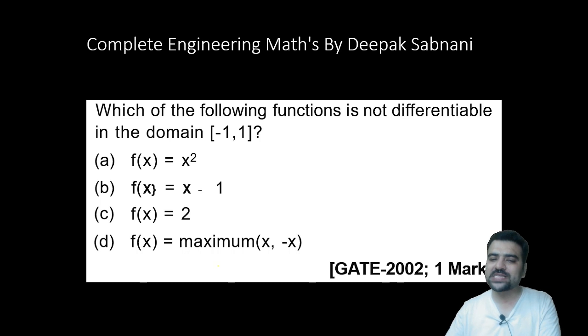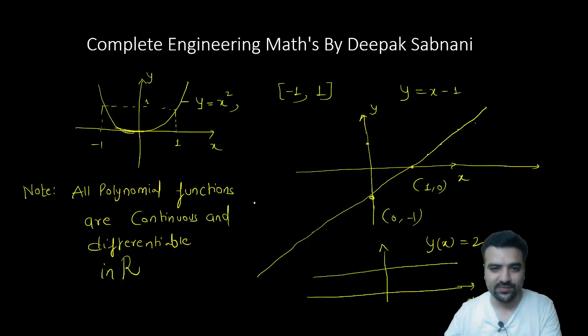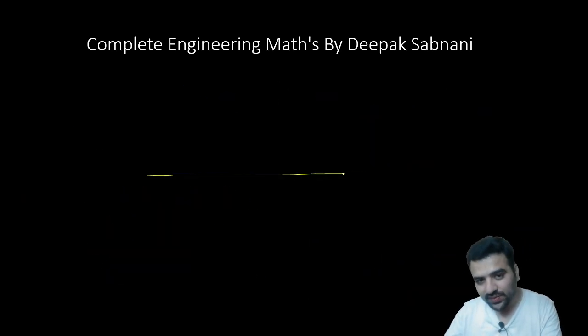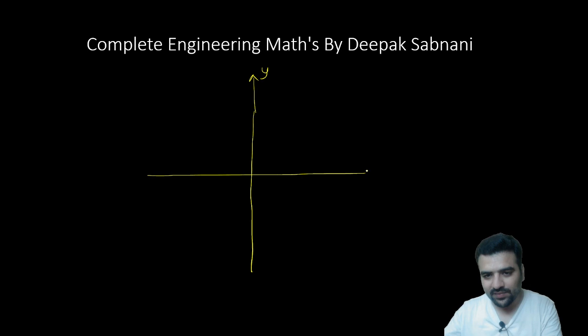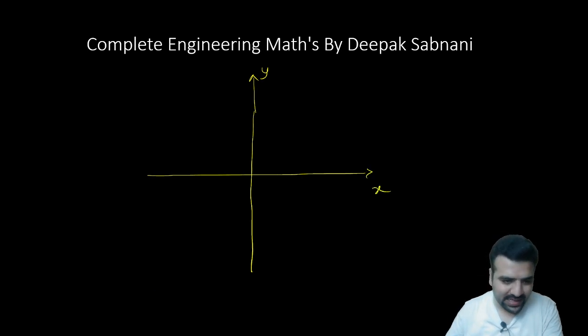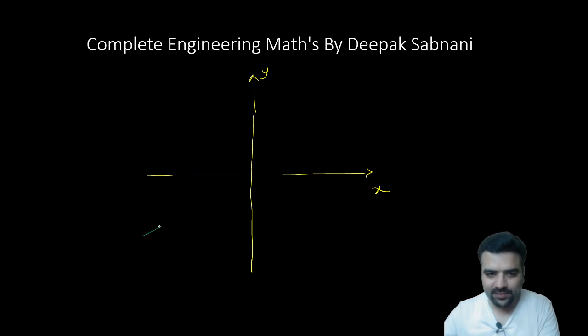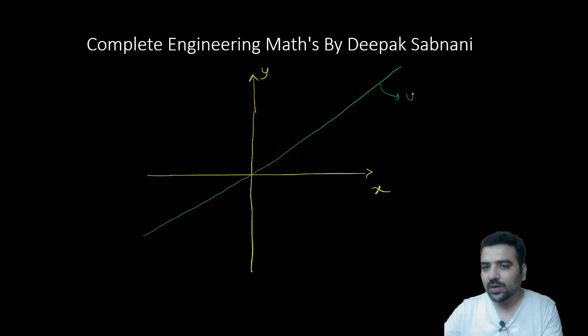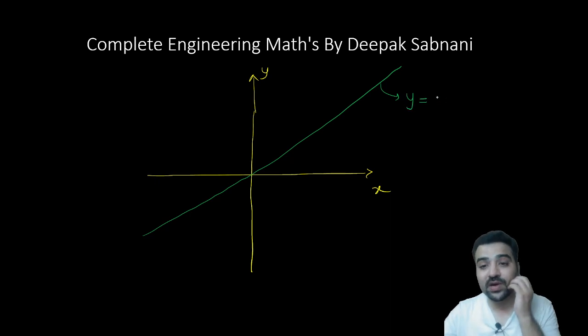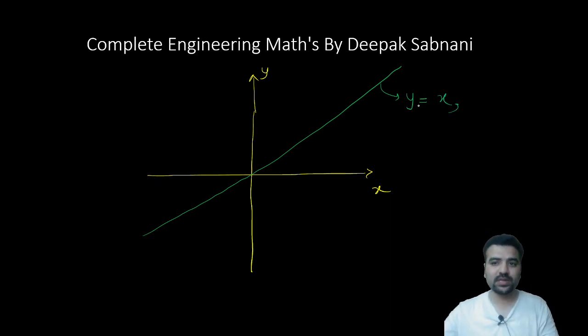Now f(x) equal to maximum of x and minus x. So first you plot y equal to x and y equal to minus x. These are nothing but linear functions. The y equal to x line will have a 45 degree slope. If you have not seen my function lectures, then please watch the playlist. And y equal to minus x will be this line.